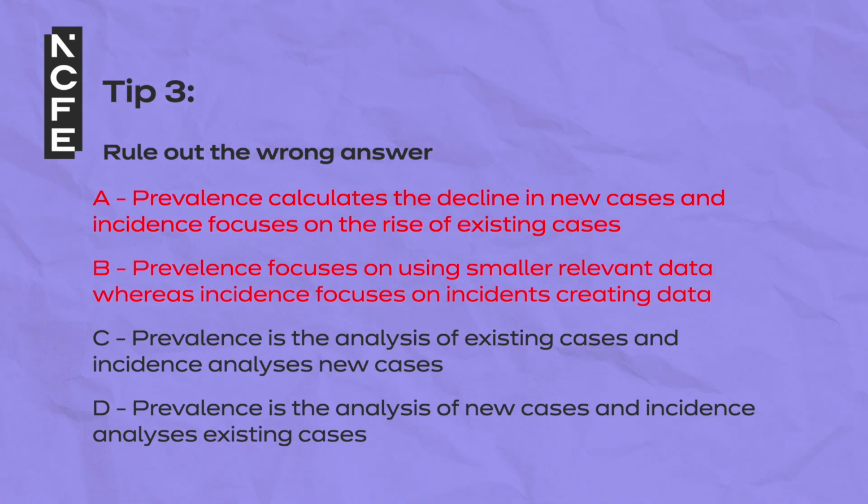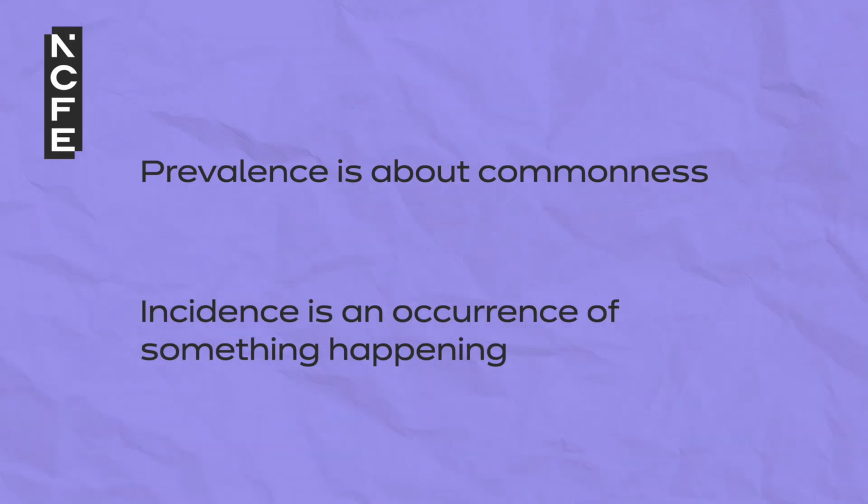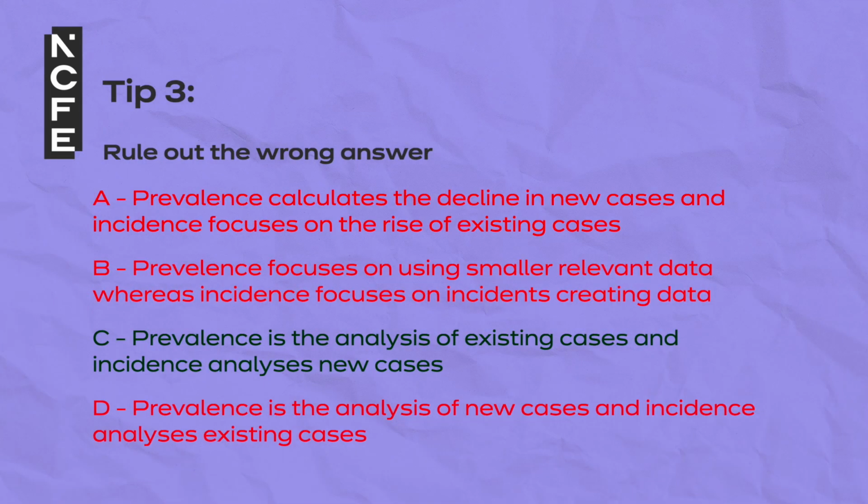Reread the question to confirm that the question is asking for the difference between them, and if you were unsure of what they are in epidemiology, you may think about in general what prevalence means and what incidence means. Prevalence is about commonness and incidence is an occurrence of something happening. If you know what these terms mean in general, you could then reason what the best option in relation to epidemiology is. An incidence in general terms is about something happening. So option C would fit with this as it's about analysing new cases.